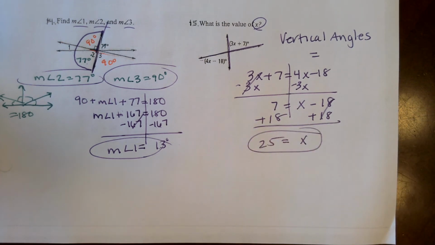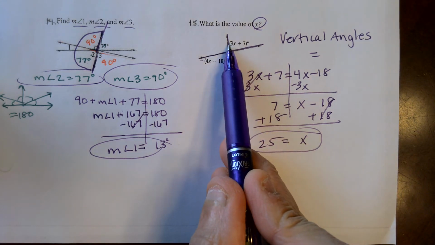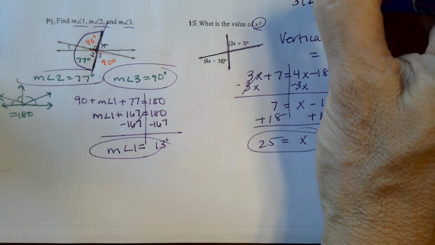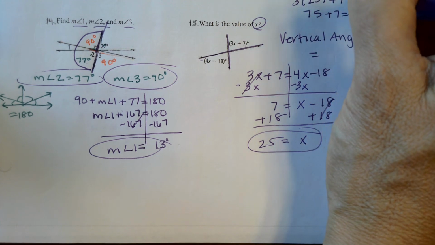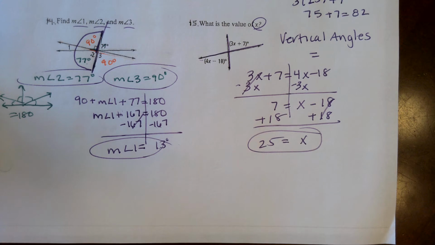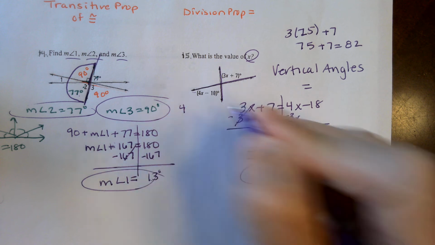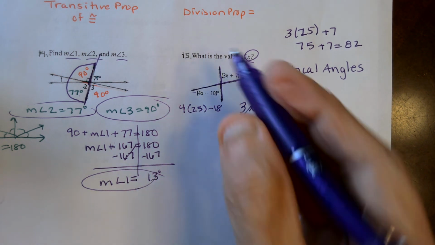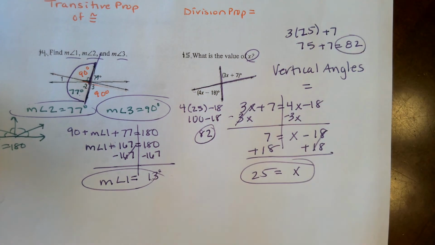So we're done with that problem, but if I had said what are the angle measures, we would just substitute the 25 in here, and we would get 3 times 25 plus 7, 75 plus 7, 82. And just for good measure, I'll make sure this one also comes out to 82, because it should. 100 minus 18 is 82. Oh, good. They were the same.